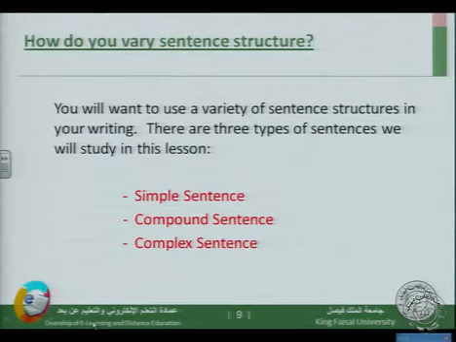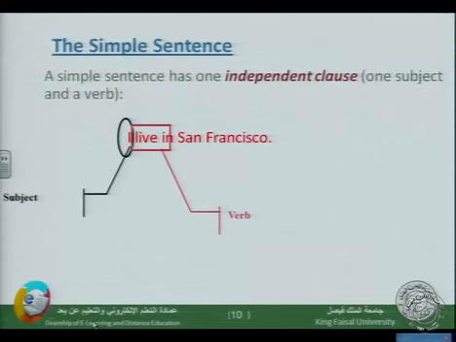How do you vary sentence structure? How can we do this? You will want to use a variety of sentence structures in writing. There are three types of sentences we're going to study in this lesson. The first one is the simple sentence, and the others are the compound sentence and the complex sentence. A simple sentence consists of only one clause, compound sentences of two clauses, and complex sentences of more than two clauses. Let us now discuss each one aside.